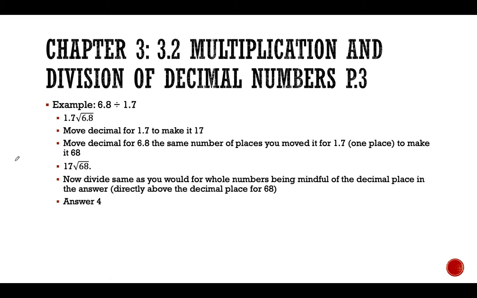So let's do an example. 6.8 divided by 1.7. The 6.8 goes under the long division sign and the 1.7 goes outside the long division sign. So you need to make the 1.7 a whole number. You need to move the decimal one place to the right, making it 17. Now, since you moved the decimal point one place to the right for 1.7, you need to move it one place to the right for 6.8. That makes it 68. So now your division problem is 68 divided by 17. Now divide the same as you would for whole numbers. Make sure you pay attention to where the decimal is, and the answer is 4.